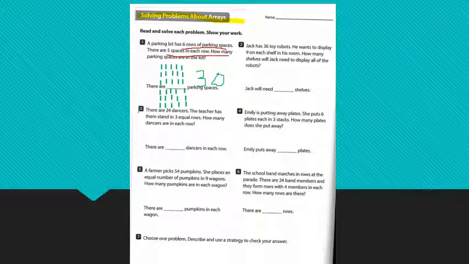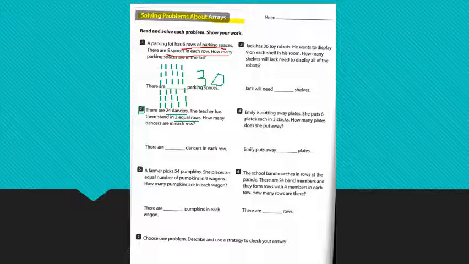Next, we'll look at number 3. Number 3 says there are 24 dancers. The teacher has them stand in 3 equal rows. How many dancers are in each row? I'll read it one more time. There are 24 dancers. The teacher has them stand in 3 equal rows. How many dancers are in each row?